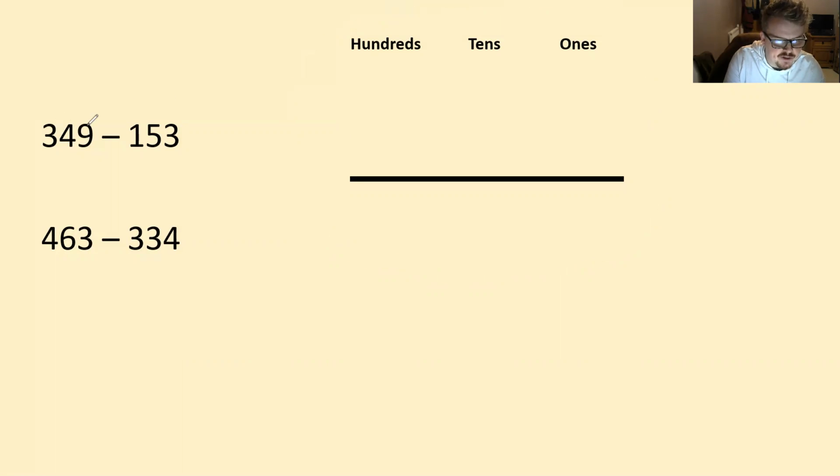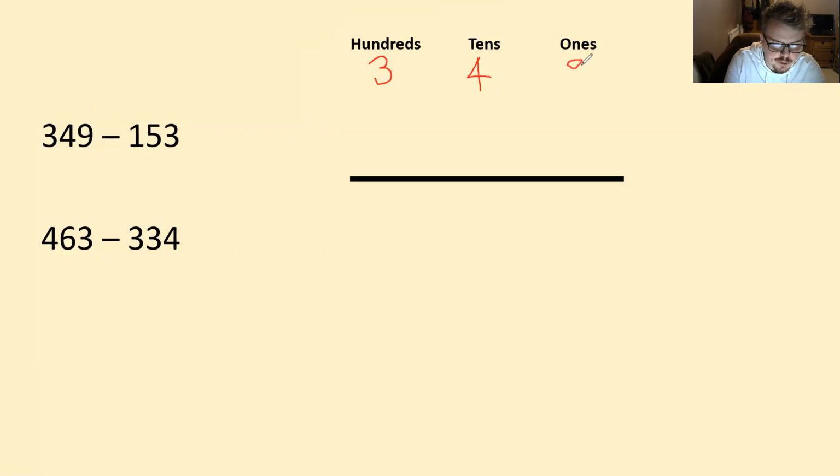We have 349 subtract 153. Now I'm going to put this number in the column method first, okay? So I'm going to put 349 inside the columns first. The way I do this is 349. In this number, I have 300s. My second digit is 4, isn't it? That's 4 tens. And my third digit is 9. So I've got 9 ones.